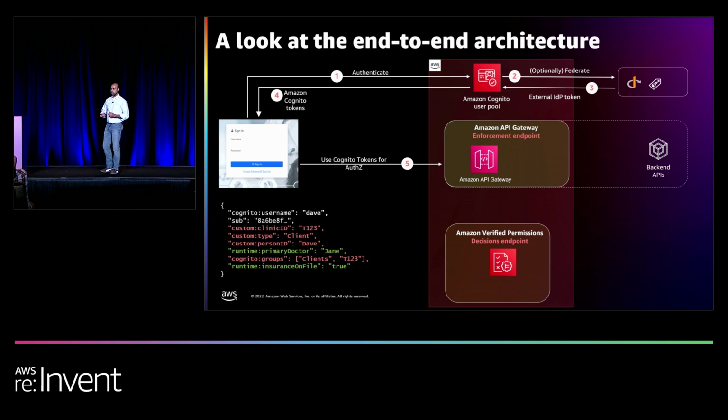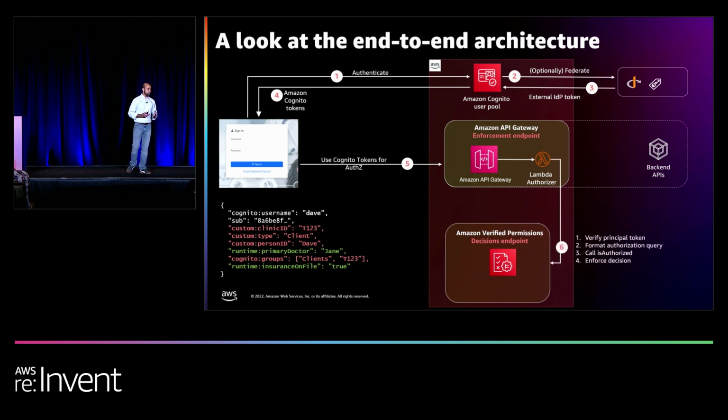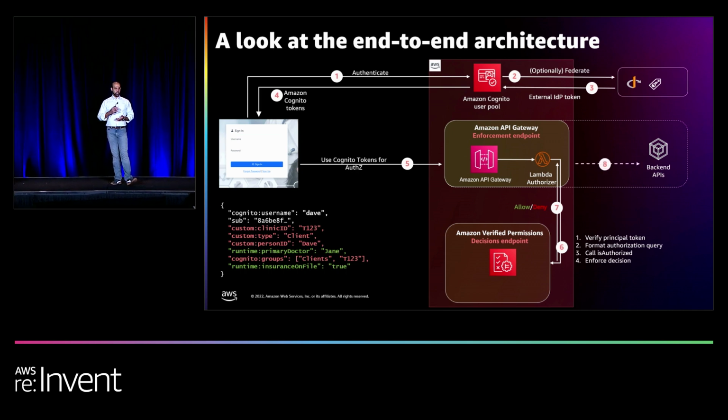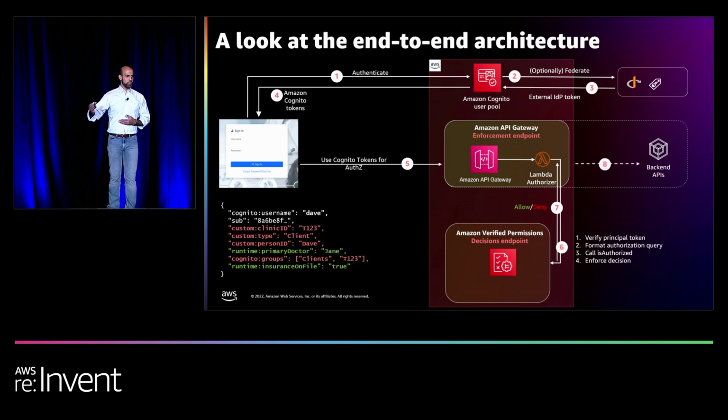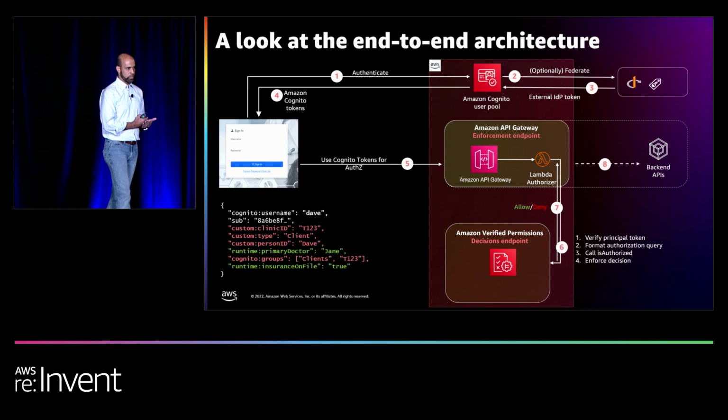Every API call that is made from the application carries this token for authorization, simply by adding it to the authorization header and sending it to API Gateway. API Gateway uses a Lambda authorizer to evaluate the decision. The Lambda authorizer does 4 things: verifying the token, formatting a query to the authorization service, running the query and getting a decision, and enforcing this decision by returning an allow or deny to API Gateway. Once the decision returns to API Gateway, if it's an allow, API Gateway just forwards the call to the backend. If it's a deny, then it returns an unauthorized error to the client.